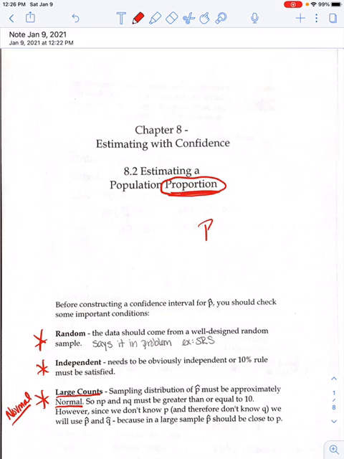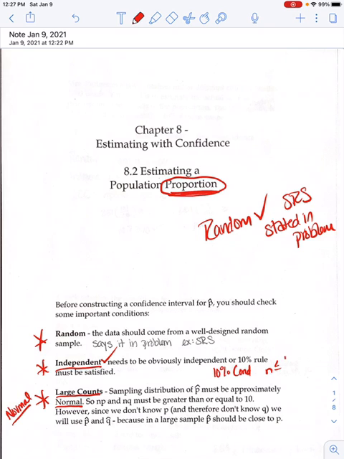So for that condition, you're just going to write the word random, and you're going to put a check mark, and you're going to put simple random sample, or you could say stated in problem. And again, you have underlined it in the problem. So you are acknowledging that that condition has to be met, and then you're saying, yes, it has been met. Independent, you're going to write the word independent. You're going to put a check mark, and then you're going to do the 10% condition, and you're going to write out 10% condition, and then you're going to write the formula, and then you're going to plug in your data.